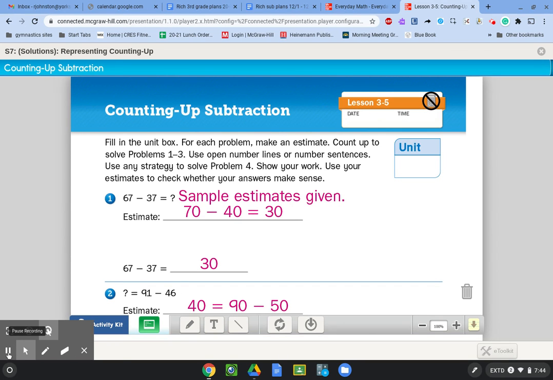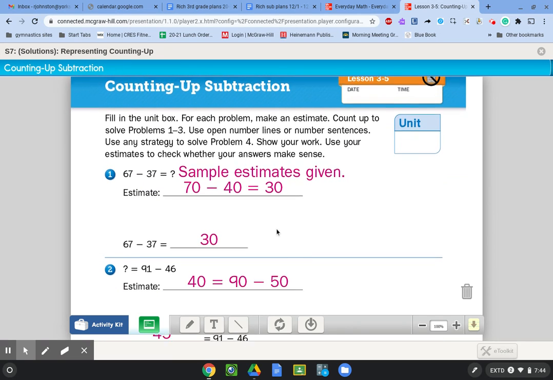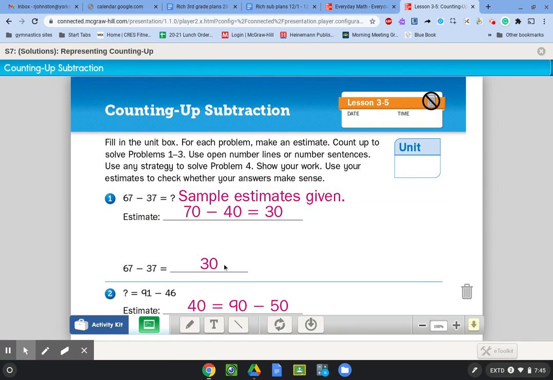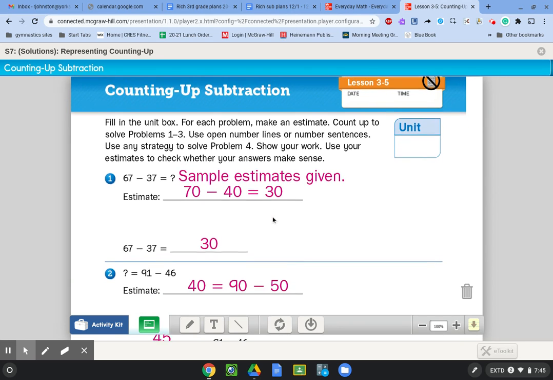Okay, I'm showing you the answers now. If you're not ready to see the answers, move away from the screen. Answer to number 1. These are sample estimates because yours might be different, but this sure would have been a good one. 70 minus 40, rounding to the nearest 10, is 30. And then using your open number line, you would have gotten that exact answer. In this case, your answer would have matched your estimate.